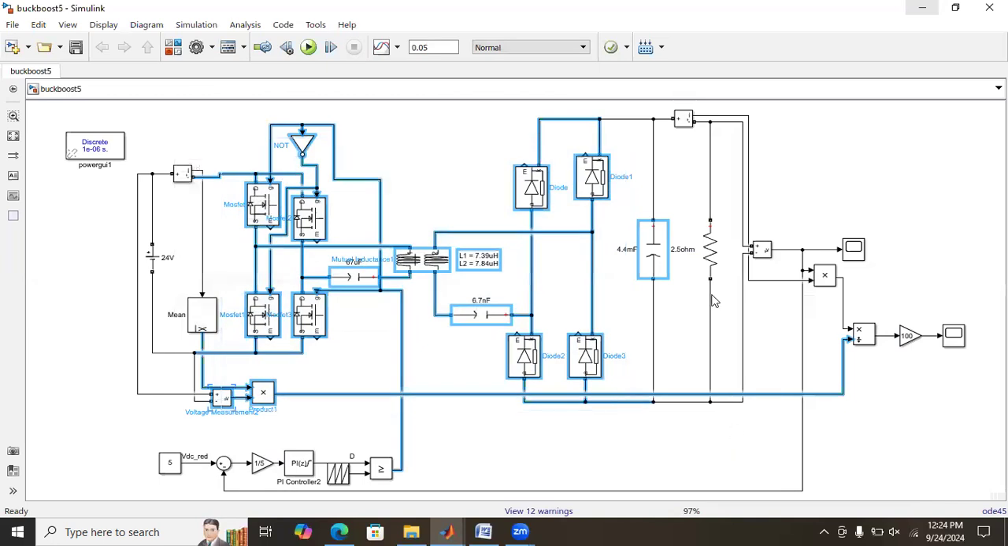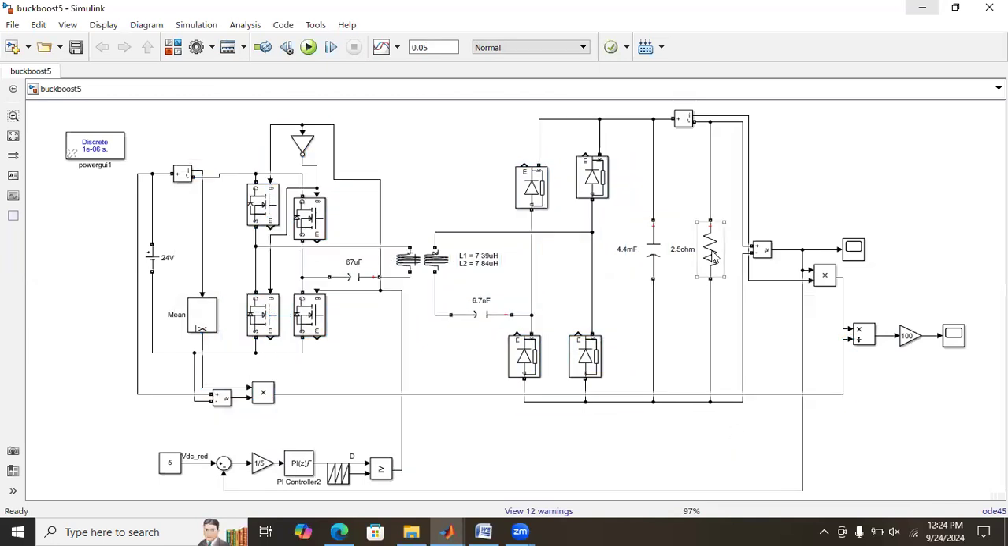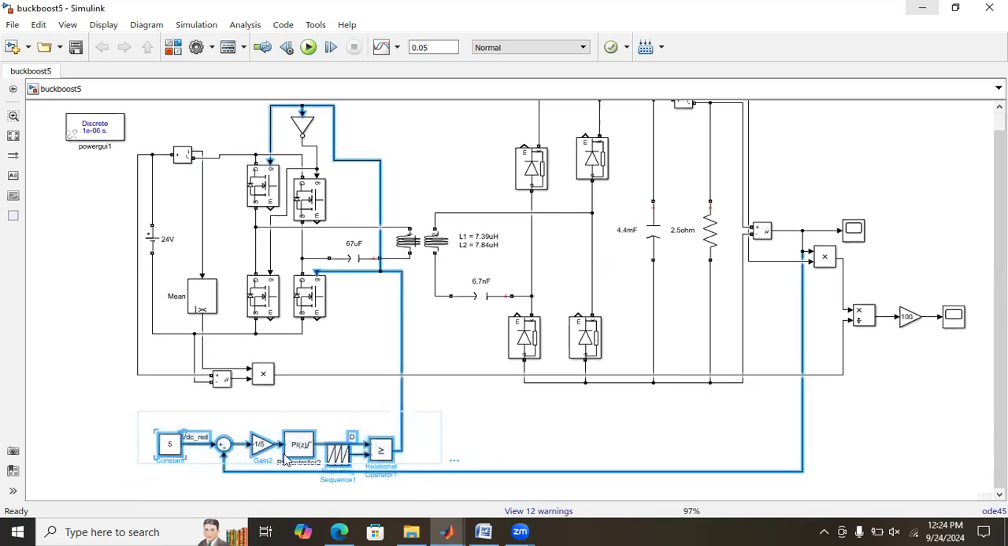Component converter CLLC, and it is given to a 5 volt 2 amps load, that is 2.5 ohms. The output voltage, that is load voltage, is taken as feedback and provided to the PI controller based voltage mode control circuit. Here the PI controller will generate the duty ratio according to the error voltage, and that duty ratio will be provided for pulse generation and given to the bridge, that is the full bridge converter here.